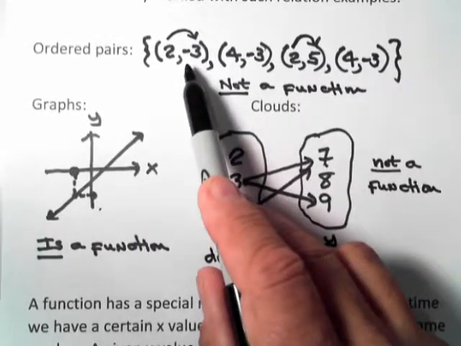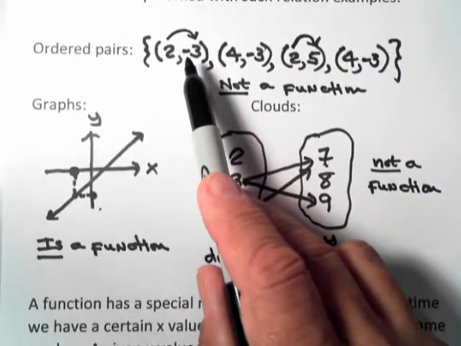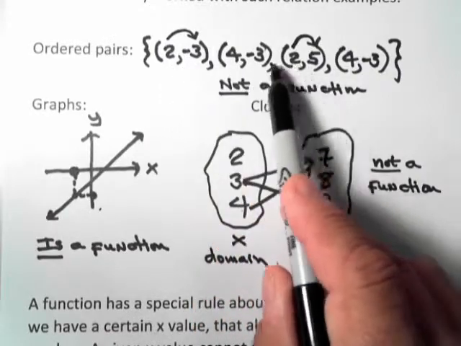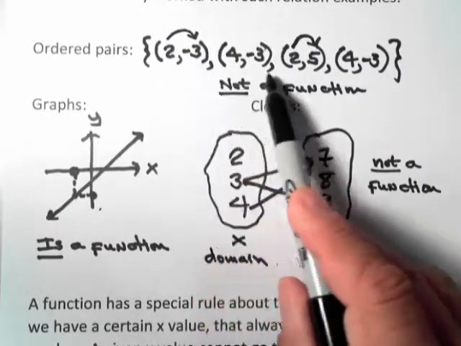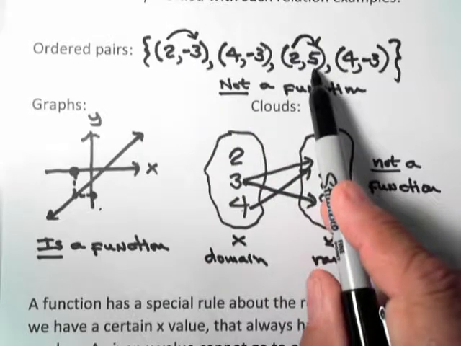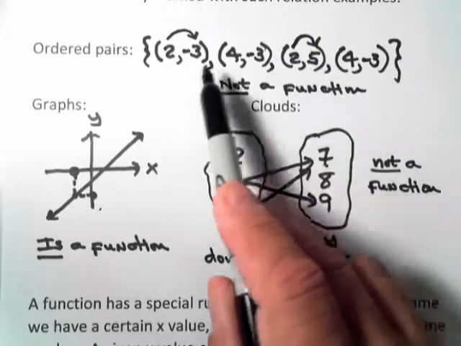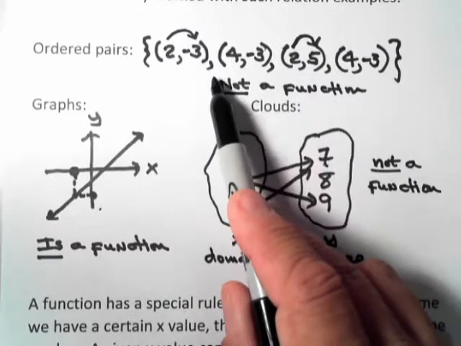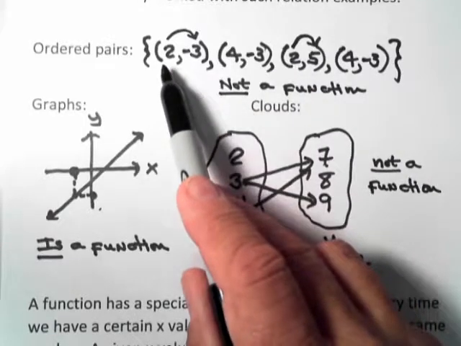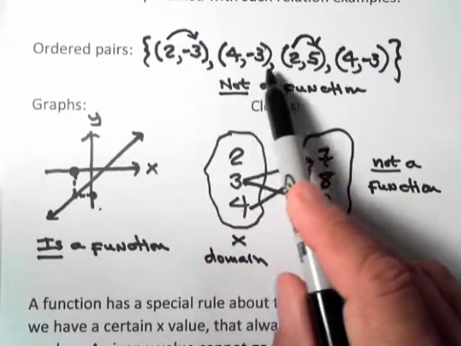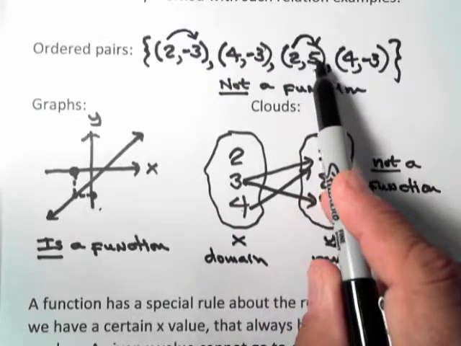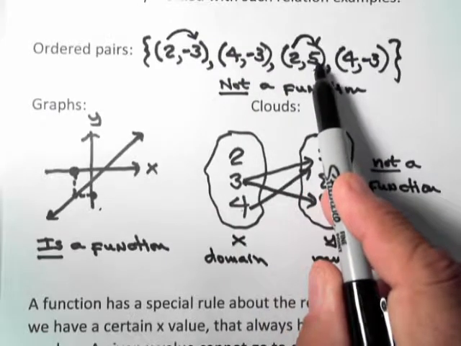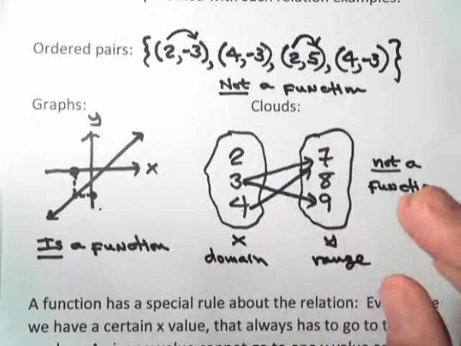Okay? It fails simply on account of the given x value 2 sometimes going to negative 3 and sometimes going to 5. And that can't happen. Every time the 2 shows up, it would have to go to the same value. So this 2 going to negative 3, if this one here also had 2 going to negative 3, it would be a function.